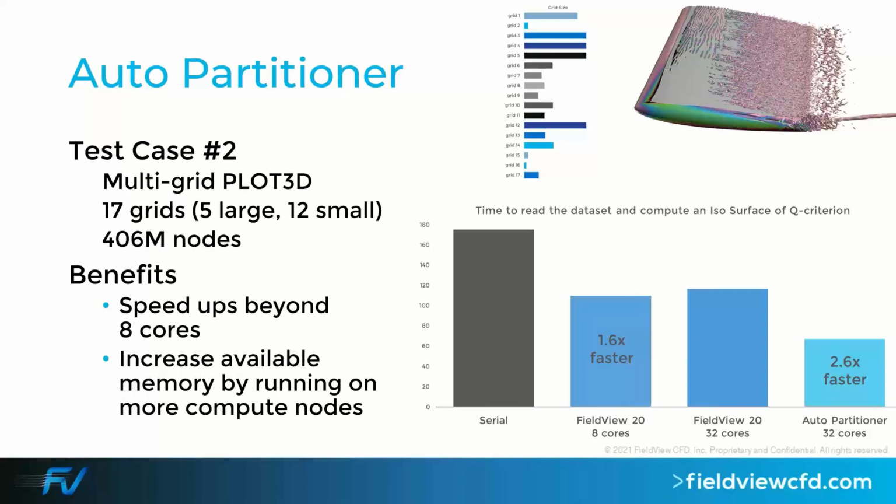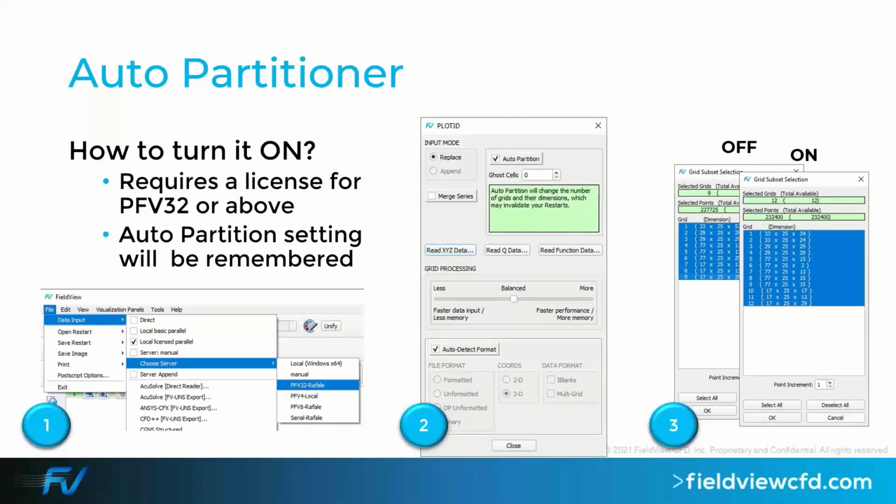And let's say that if I want to generate a transient video of this case, I will have to read the time step and compute the ISO for each. So generating the animation will take 2.5 times less time overall. Now let's move on to how you actually turn it on and use it in FieldView, this new capability.